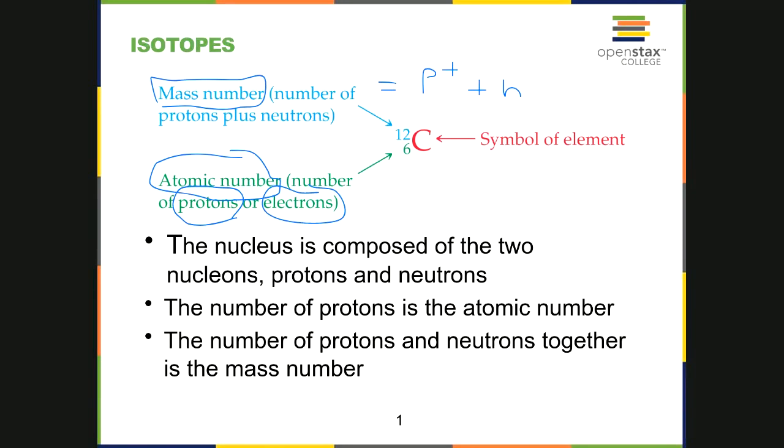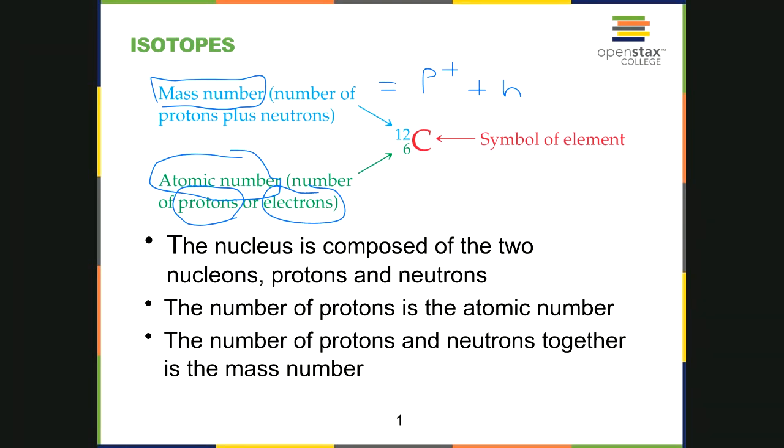So as it says below that, the nucleus is composed of two nucleons, or two different kinds of particles, protons and neutrons. The number of protons is the atomic number. If we have a different number of protons, it would be a different atomic number, and it would be a different element. Okay? If we change the number of protons in some way, then we now have a different element. And the number of protons and neutrons together is the mass number. So we did some of this in the lab on Monday. Okay?